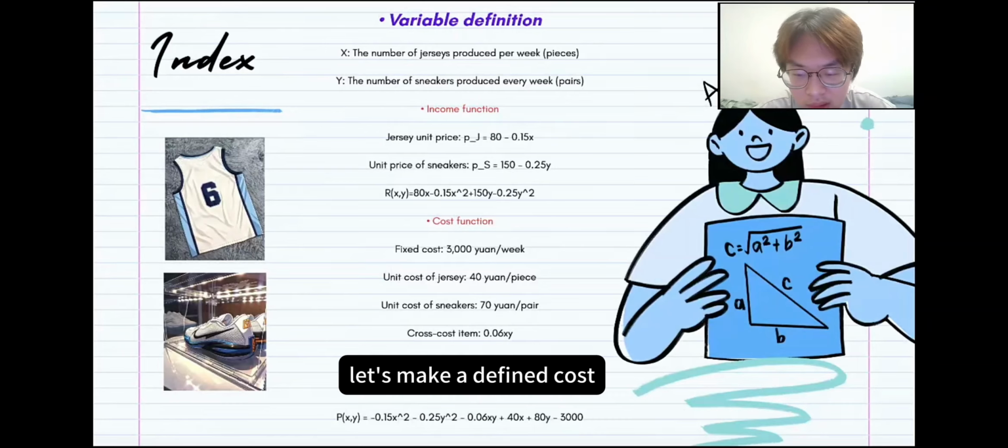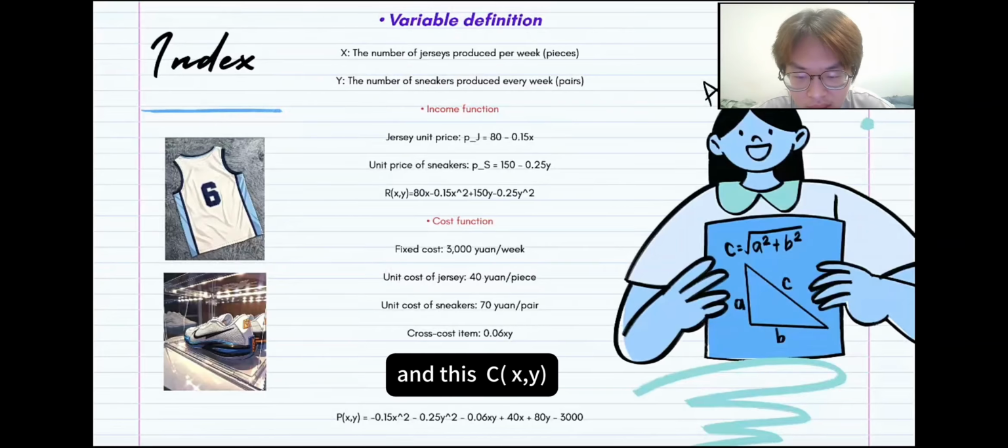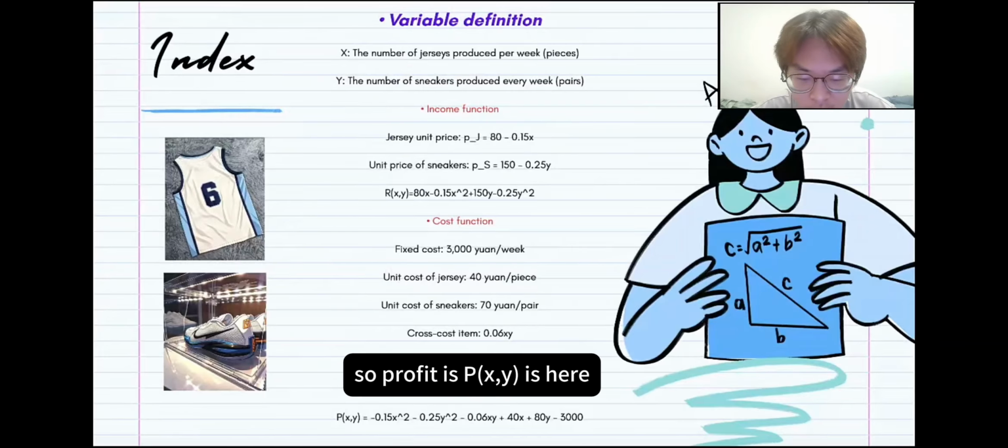Cost, let's define cost. Fixed cost is 3,000 a week. Unit costs: jerseys 40 and shoes 70. Cross term 0.06xy for shared resources, and this is C(x,y). So our profit P(x,y) is here.